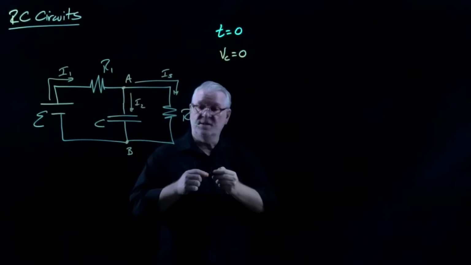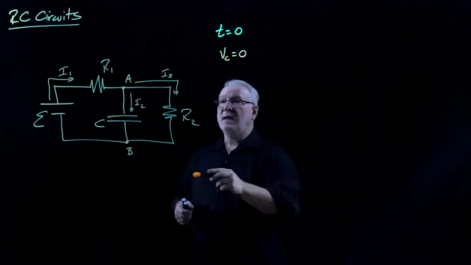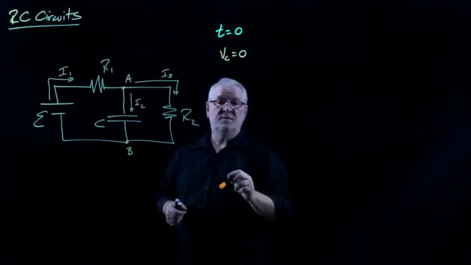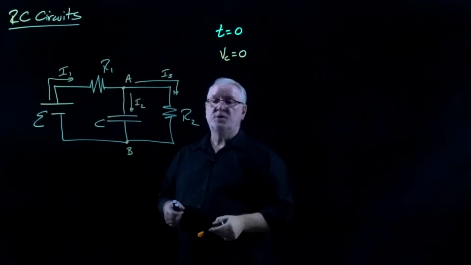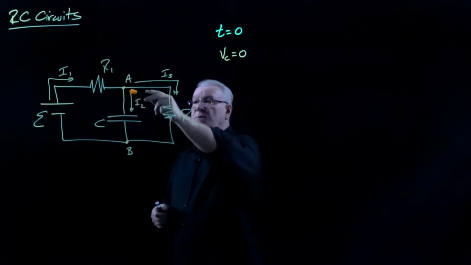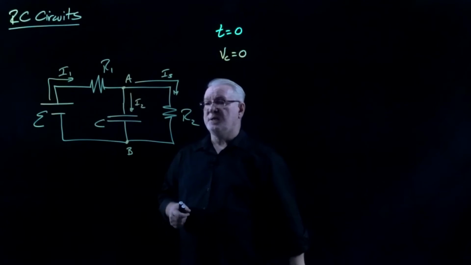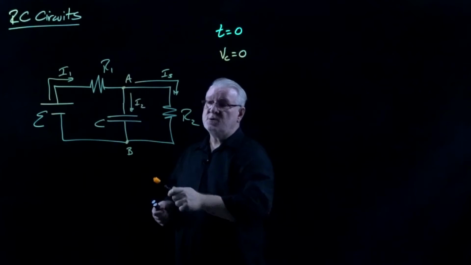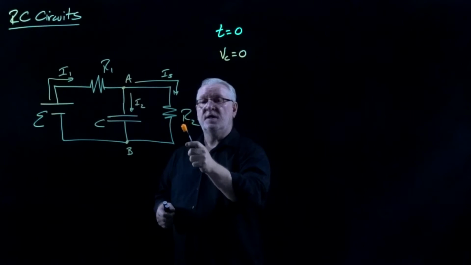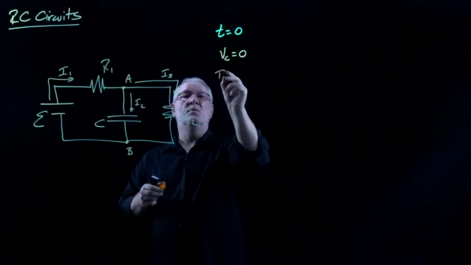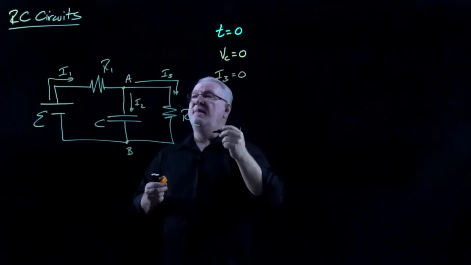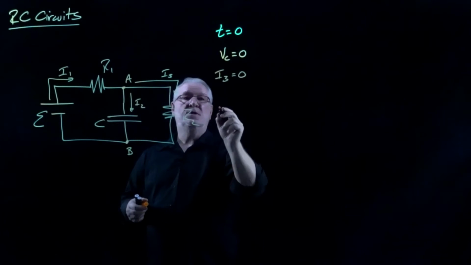As a result of Vc being equal to 0 at the beginning, I know that I3 must be 0. Because if there's any current flowing here, it's going to produce a voltage drop across the resistor, and that's going to break the rule that there can't be a voltage drop between A and B. If the capacitor is not producing a voltage, neither can this resistor. So I know at time 0, I3 equals 0. And that means I1 equals I2.